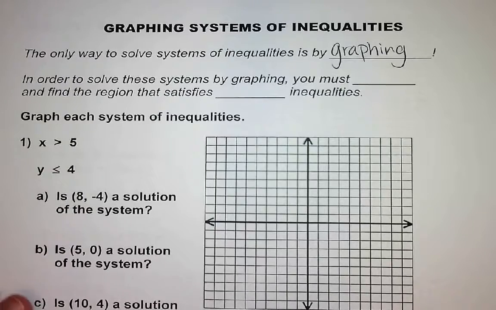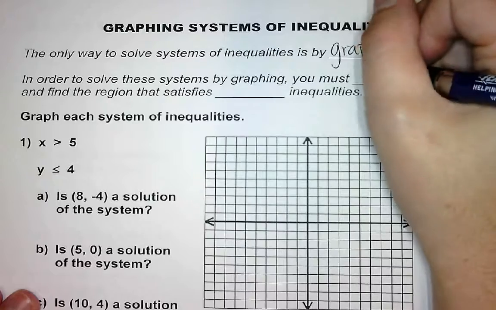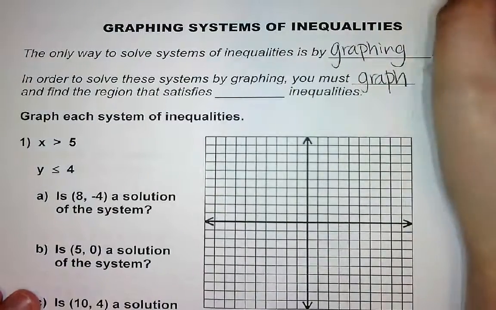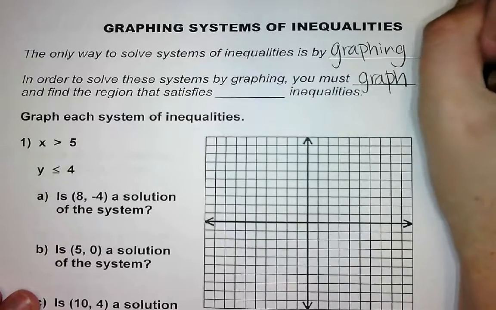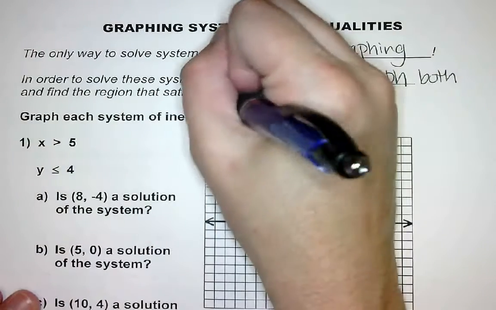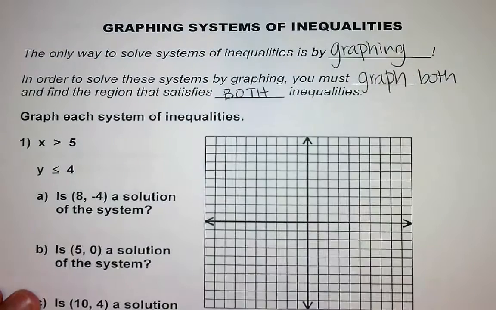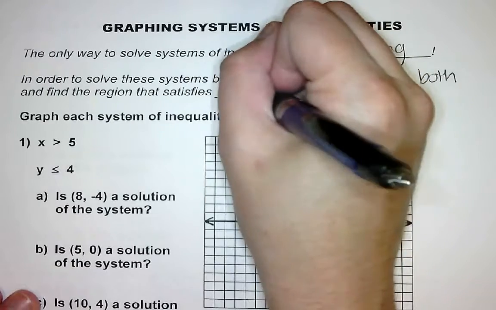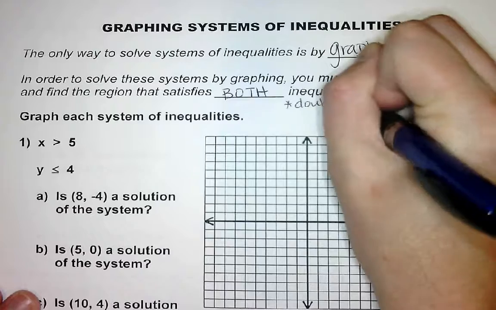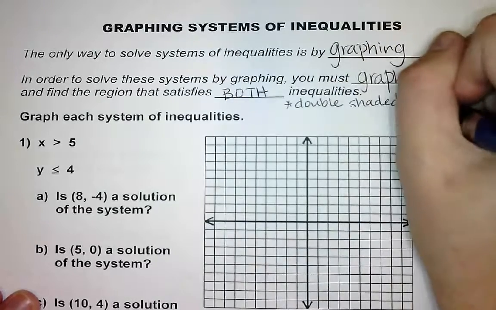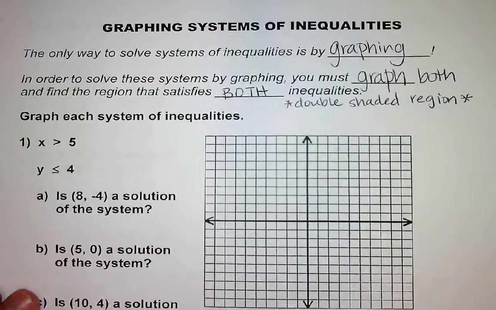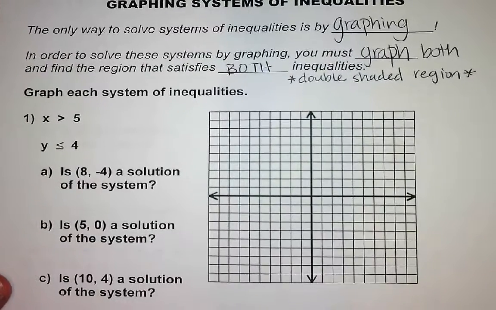In order to solve systems of inequalities by graphing, you must graph both inequalities and find the region that satisfies both. I wrote "both" too many times, that's okay. Basically, what we are looking for is a double shaded region, because it's going to satisfy both of them.